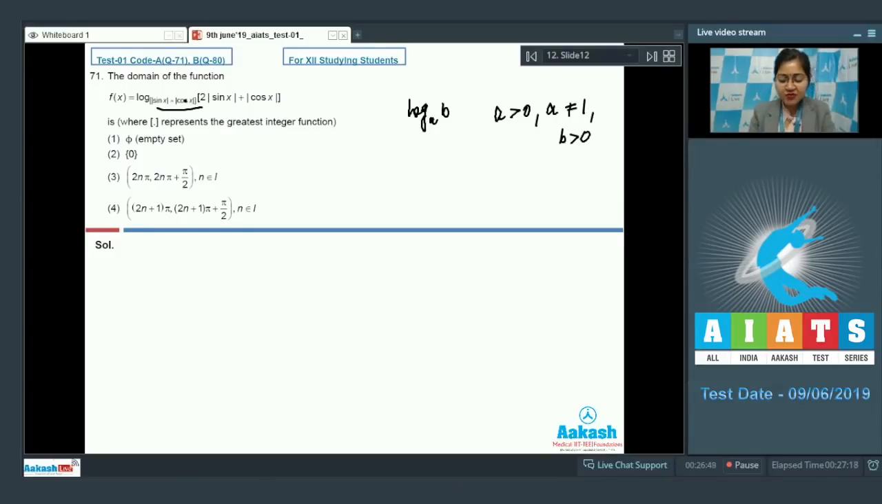Now, the base is greater than 0 and should not be equal to 1. As it is a greatest integer function, we can directly say that the greatest integer of mod of sin x plus mod of cos x cannot be equal to 0, cannot be equal to 1. Its greatest integer can take the value from 2 onwards, which means that mod sin x plus mod cos x should be greater than or equal to 2. Now we know that this is never possible. So we can say that the domain of the function is phi, that is the empty set. So the answer will be option number 1.